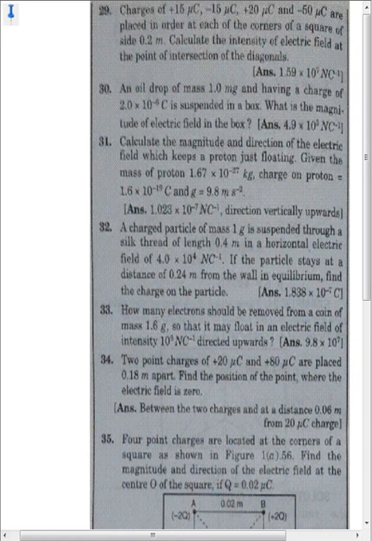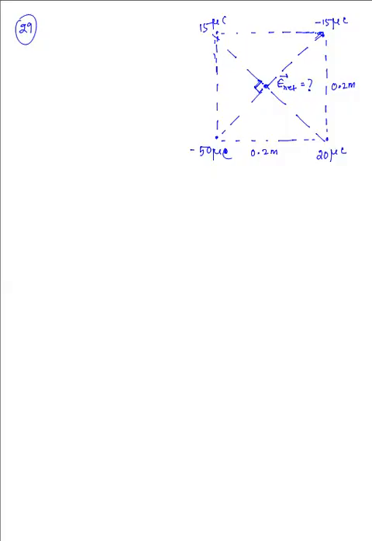And what do we have there? We have the sides equal to 0.2 meters. So let me draw the image for you. This is the figure related to the question, where we have 15, minus 15, 20 and minus 50 going in that cyclic order, at the vertices of a square of each side 0.2, and we wish to determine the net electric field intensity at the center of that arrangement.